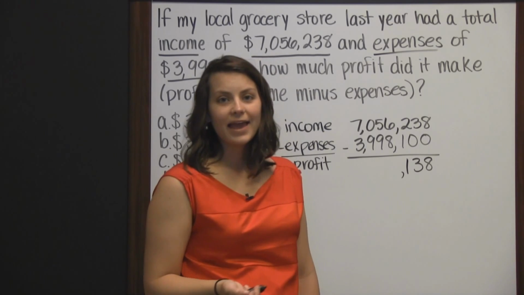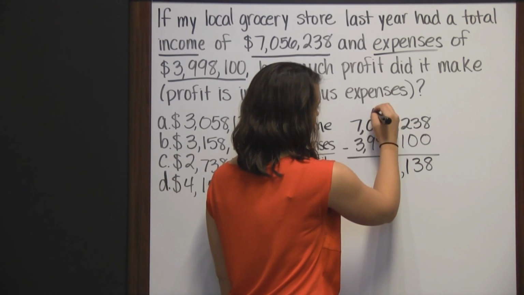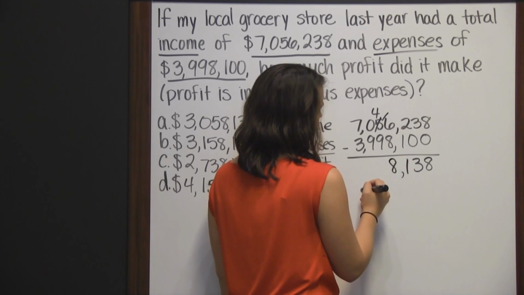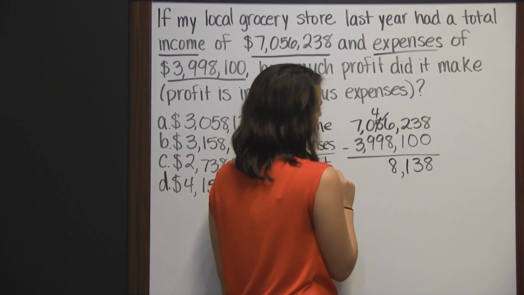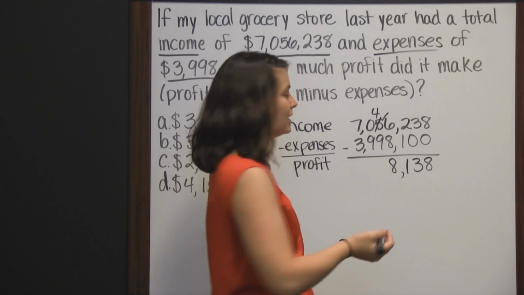And I can't take 8 from 6, so I'm going to need to borrow from the 5. It becomes a 4. So 16 minus 8 is 8. And I can't take 9 from 4. But I also can't borrow from the 0. It can't get any lower.